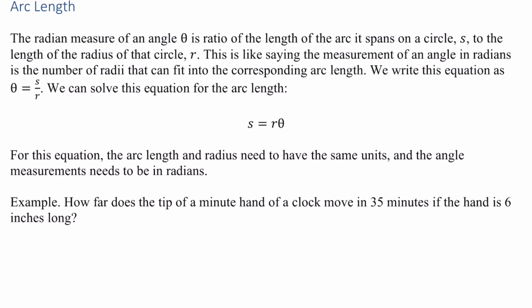Now we can rearrange or solve this equation for the arc length and get the equation S equals R times theta. For this equation, we need a couple things. We need the arc length and radius. Those need to have the same units, and the angle measurement needs to be in radians. Let's look at an example using this equation.